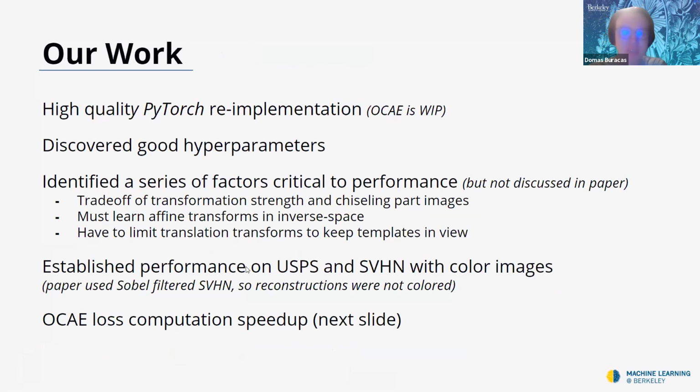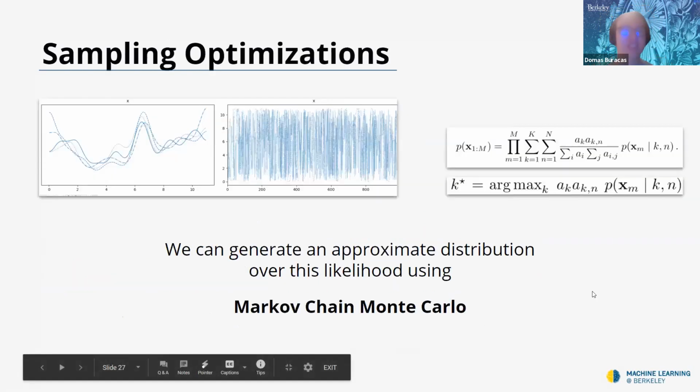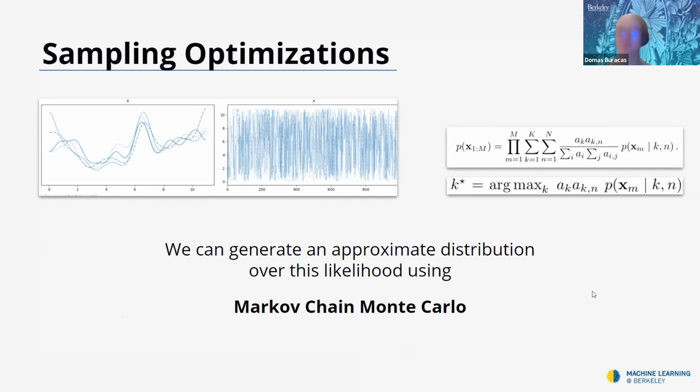We also did some experiments on USPS, which is very much like MNIST, but it's a bit different stylistically. So we verified that it works there. And we're also working on extending reconstructions to color images. They never do anything with color in their work. Okay, so Kenny also did some optimizations, so I'll let him explain this.